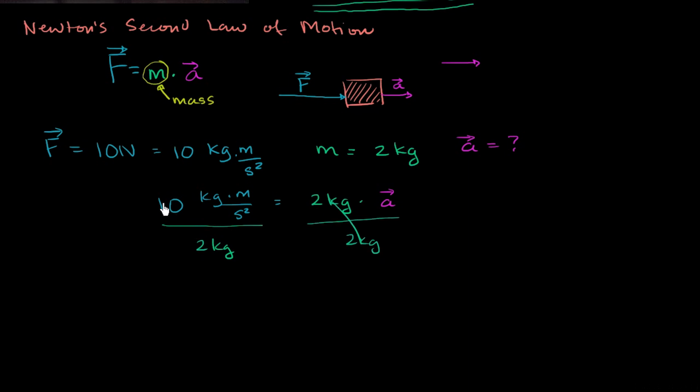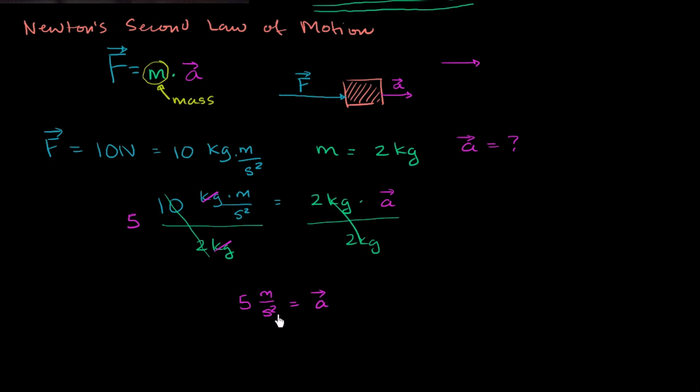That cancels out. 10 divided by 2 is 5. And then you have kilograms canceling with kilograms. On your left-hand side, you get 5 meters per second squared. And then that's equal to your acceleration.